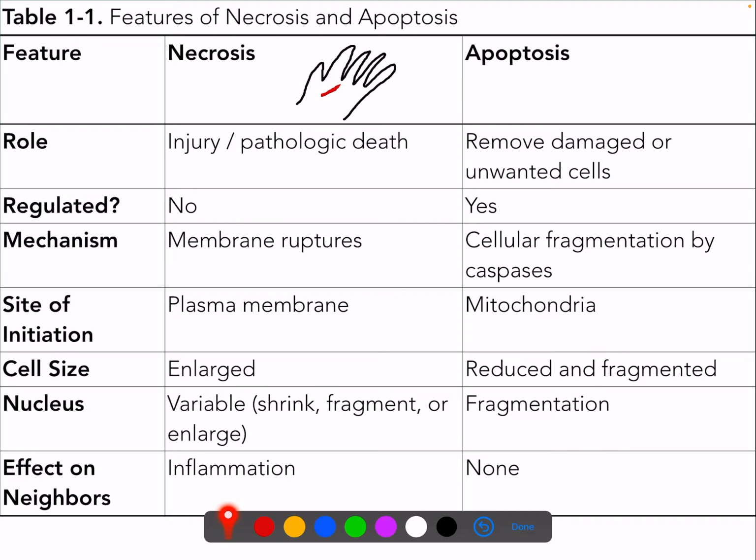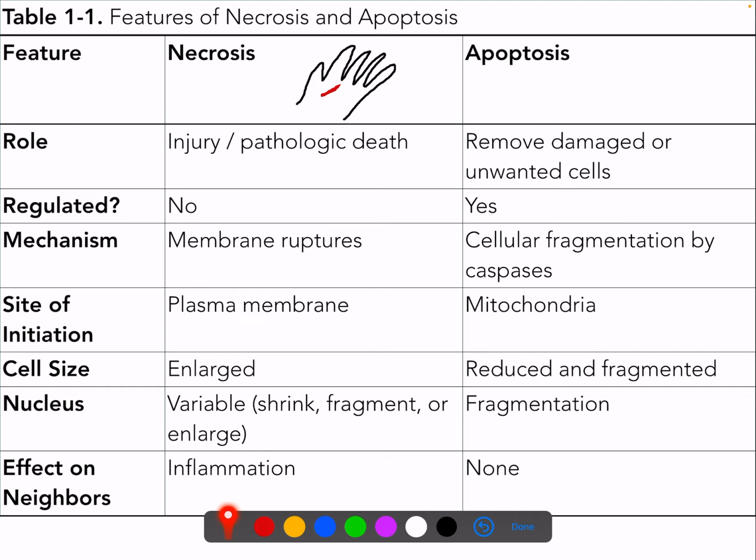Necrosis can also occur without having something slice through the membrane. In some cases, the cell simply swells up so much that it, like an overinflated balloon, pops, causing the plasma membrane to rupture. So whether it's an external physical force or an internal physical force, necrosis happens at the membrane.